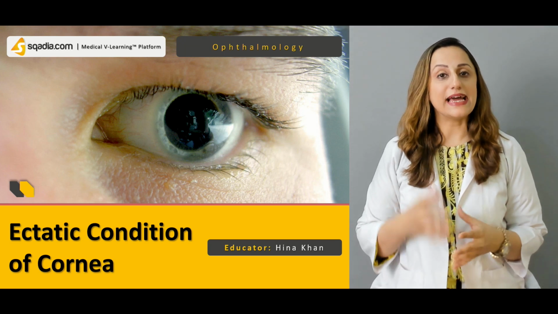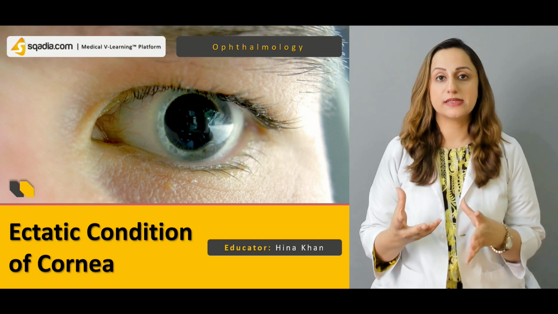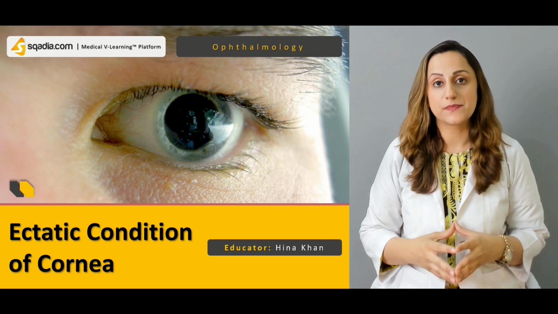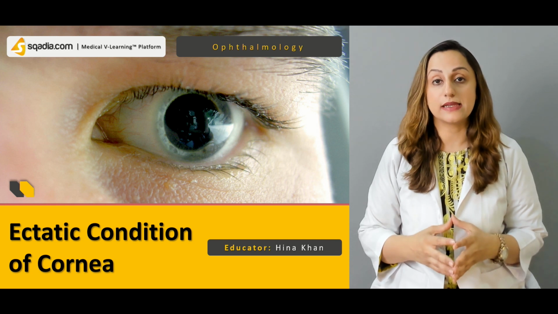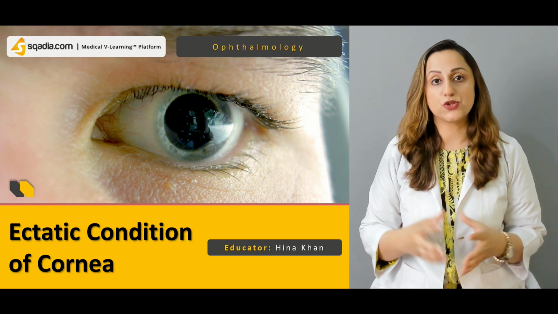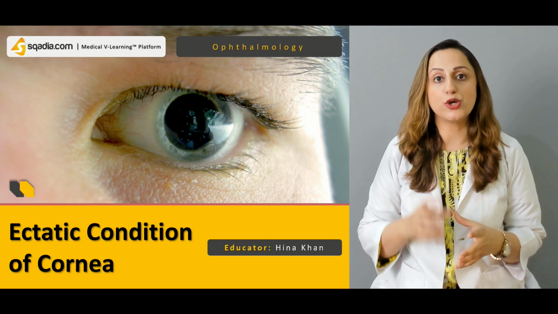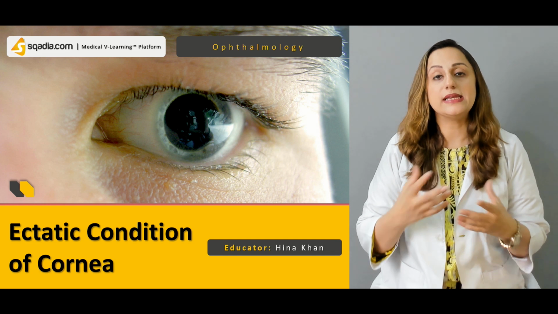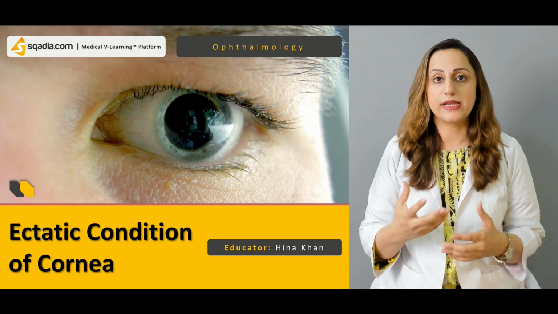Talking about the ectatic conditions of the cornea, when we term these conditions to be ectatic, what does the word ectatic really mean? It is derived from the Latin origin and it means prolongation or elongation. Now, this elongation is subjected to the cornea. So when we say the ectatic conditions relating to the cornea, we mean that there is some sort of a protrusion related to the cornea.